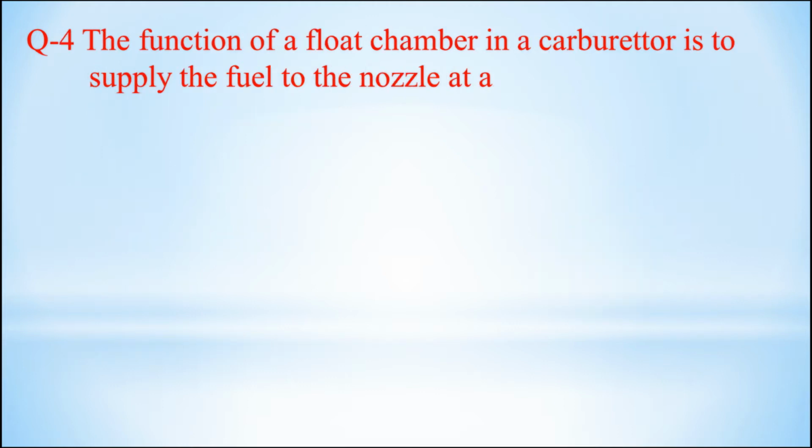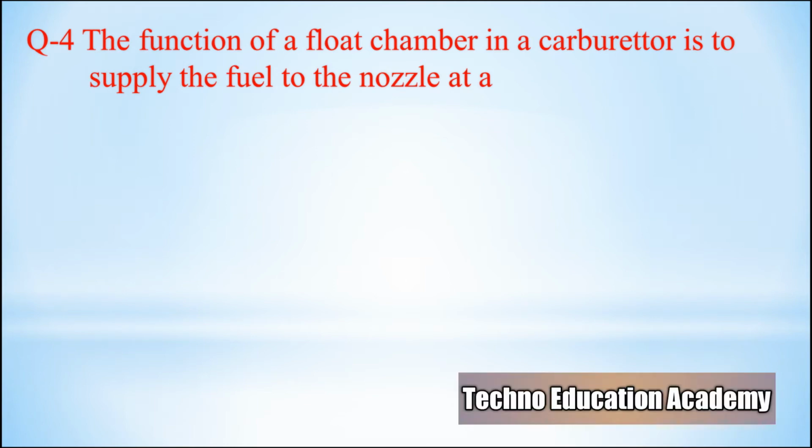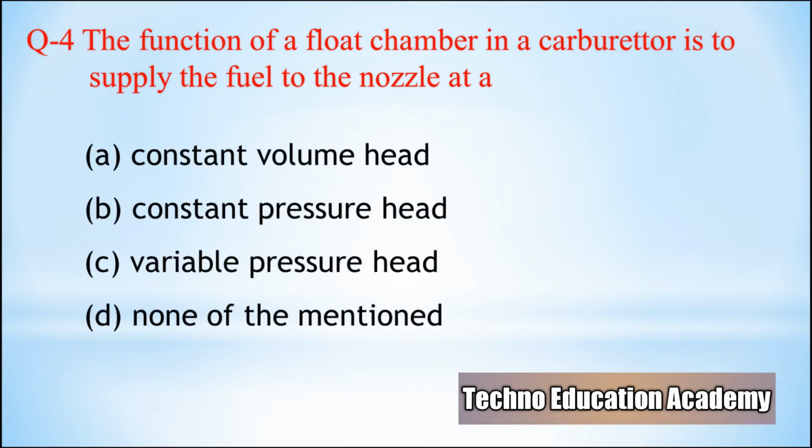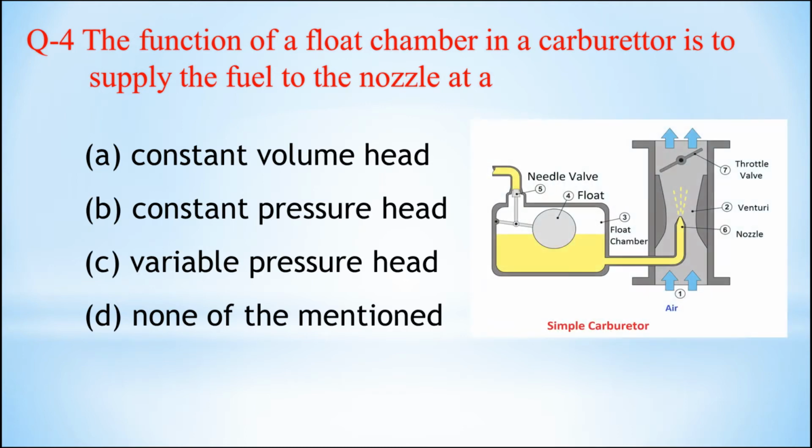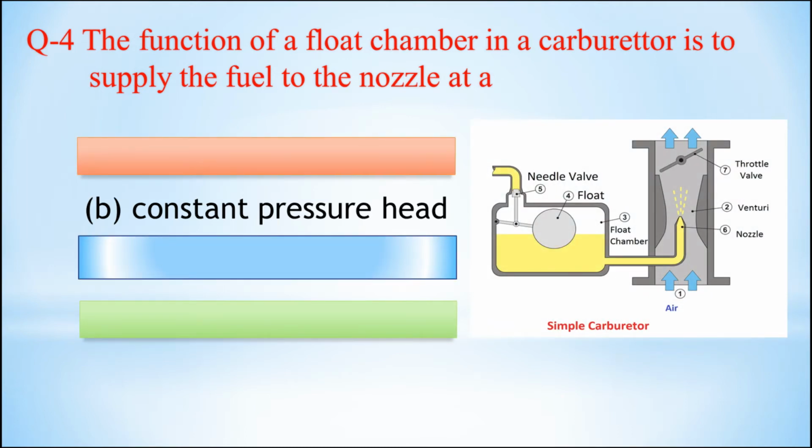Question number 4. The function of a float chamber in a carburetor is to supply the fuel to the nozzle at: option A, constant volume head; option B, constant pressure head; option C, variable pressure head; option D, none of the mentioned. The function of the float chamber in a carburetor is to supply the fuel at constant pressure head. It will continuously maintain the level of the petrol in the float chamber. So the right answer is option B, constant pressure head.